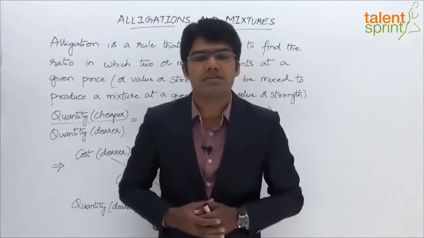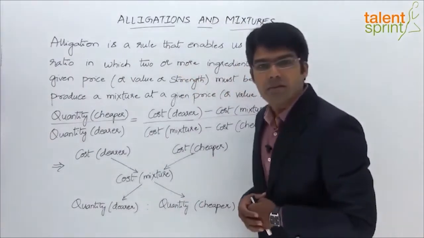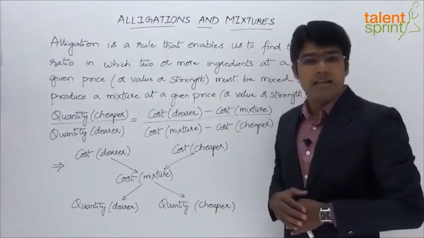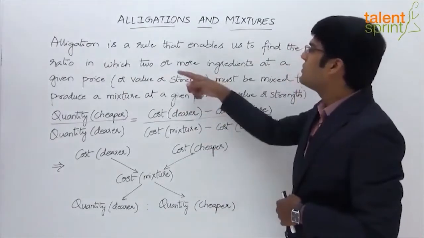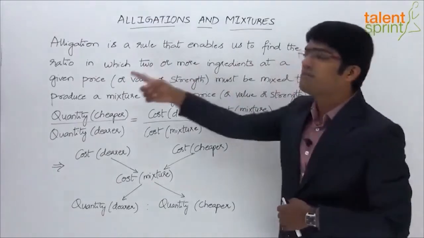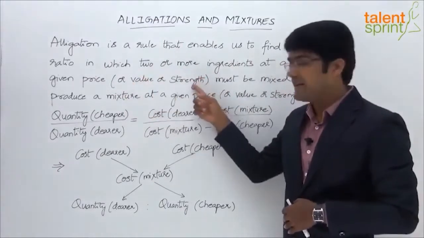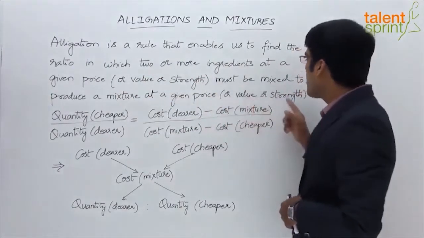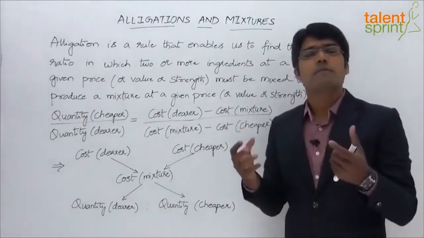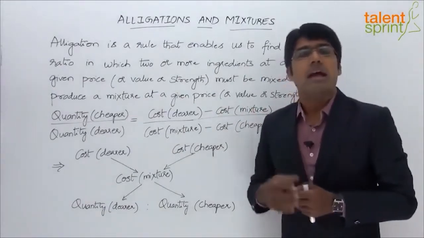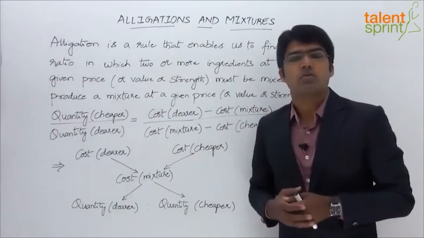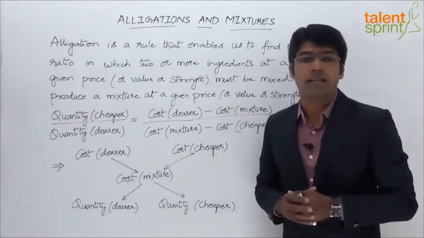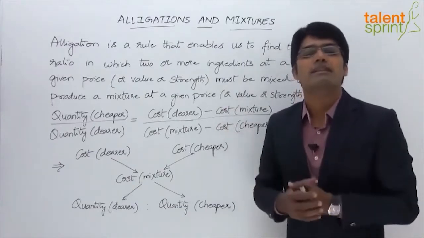Let us understand the alligation rule in detail before we look at the different questions. Now, as given here, alligation is a rule that enables us to find out the ratio in which two or more ingredients at a given price or value or strength must be mixed to produce a mixture at a given price or value or strength. So when two different qualities of rice, for example, at a given price have to be mixed to obtain a mixture at a given price, then the alligation rule will help us to find out the ratio in which the two qualities have to be mixed.